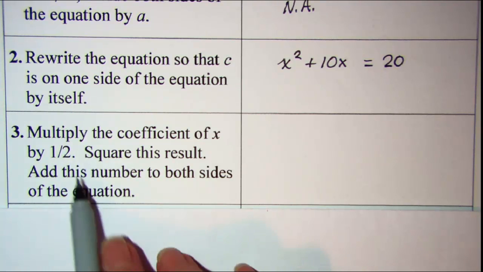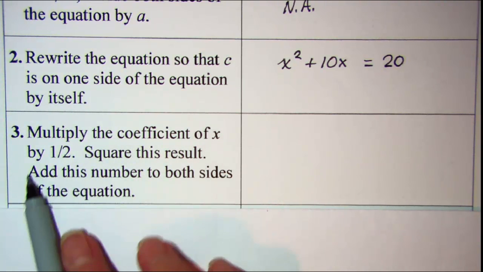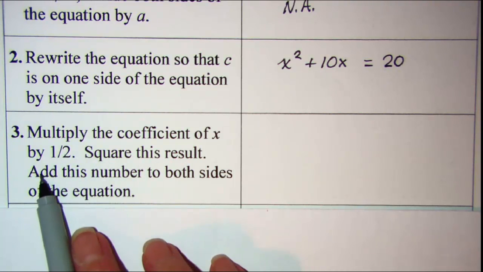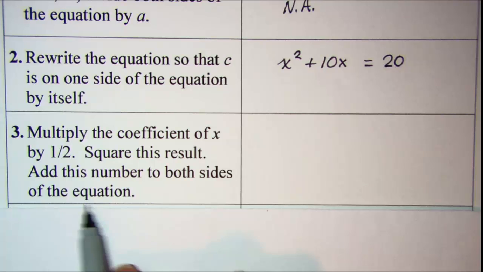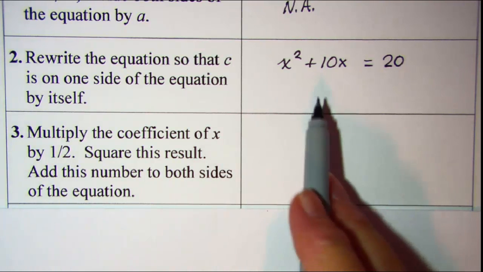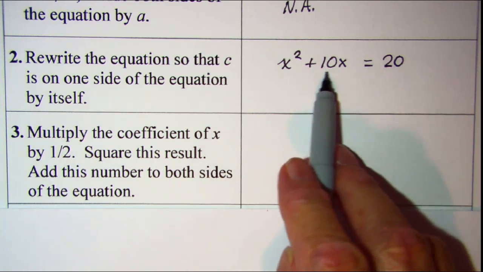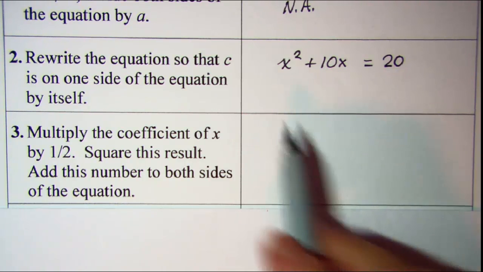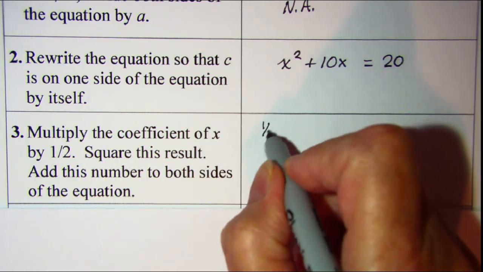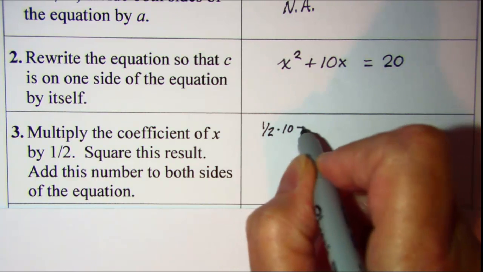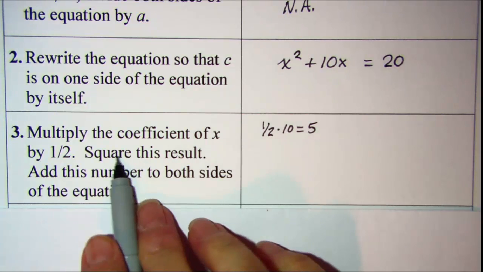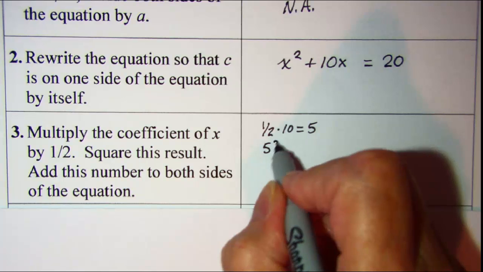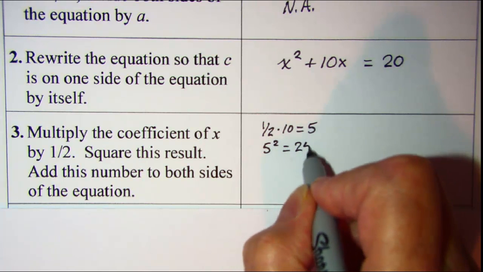My next step is to multiply the coefficient of x by 1/2, square this result, and then add this number to both sides of the equation. So my coefficient of x is 10. I want to multiply that number by 1/2. So 1/2 times 10 is 5. Then I need to square that result. So 5 squared is 25.